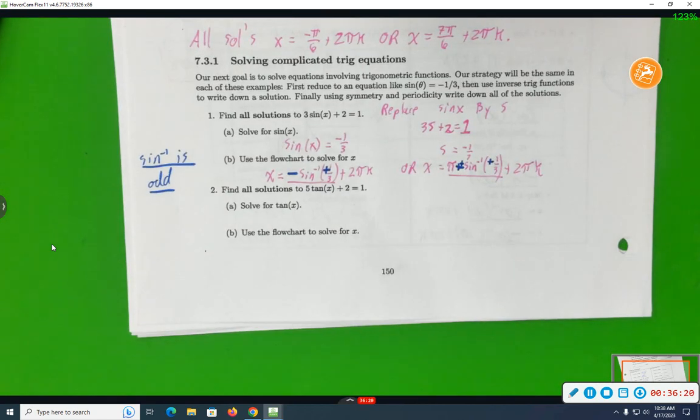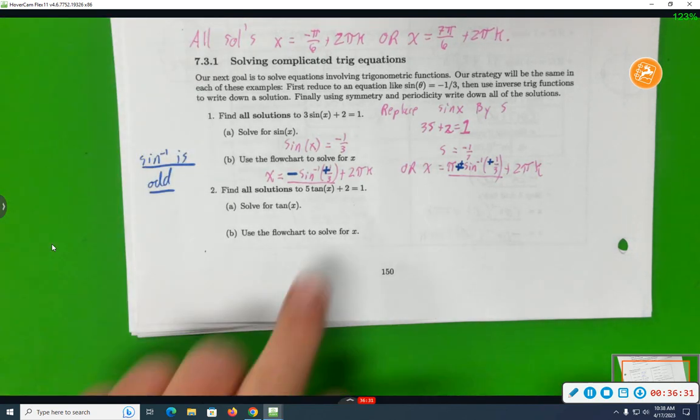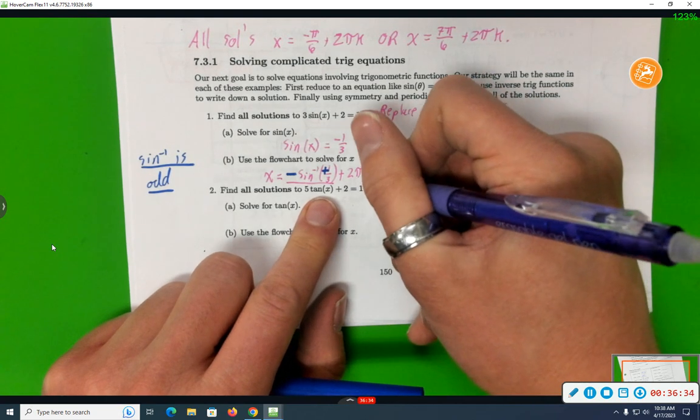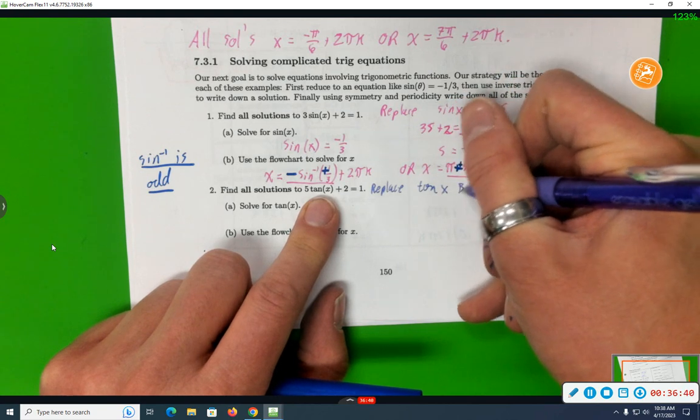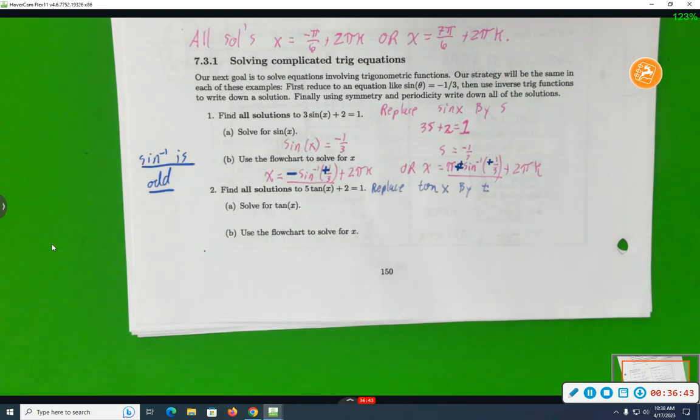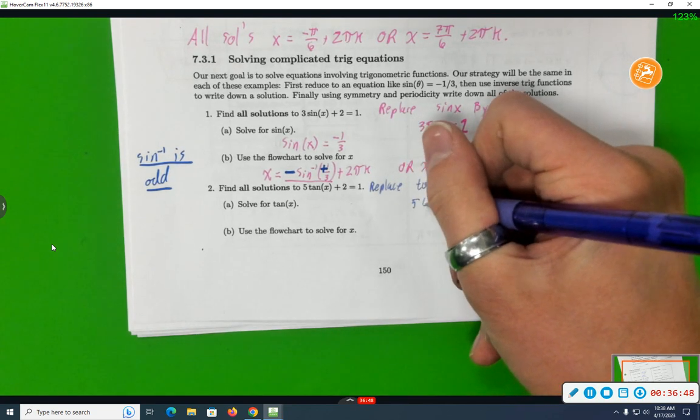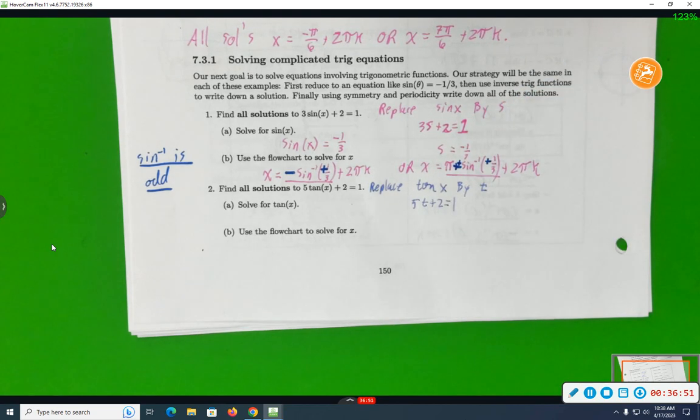Here's another one. 5 times the tangent of x plus 2 equals 1. So step 1, get tangent on its own. Let's solve that for tangent of x. And maybe I'll write down this much. If you want to get tangent on its own, well, let's play the same game. Let's replace tangent x by a name. I'm going to call it t because tangent starts with t and I'm not very creative. 5t plus 2 equals 1. And if I stall for 10 seconds, you'll tell me what t is. It can be less than 10 seconds.